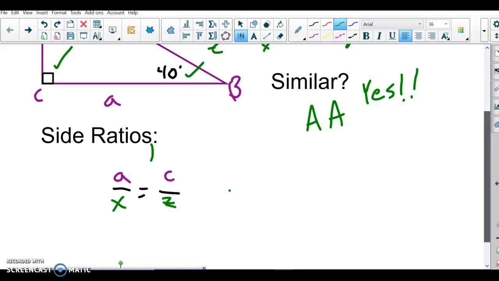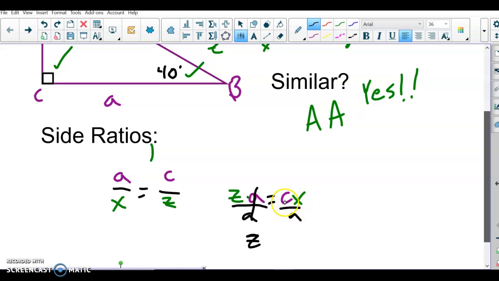So we end up getting Z times A equals C times X. Alright, now I want to divide again, and I'm going to divide both sides. I'm going to divide over here by A, and I'm going to divide over here by A. So that gets rid of this, right? So all I'm left with is Z over here.